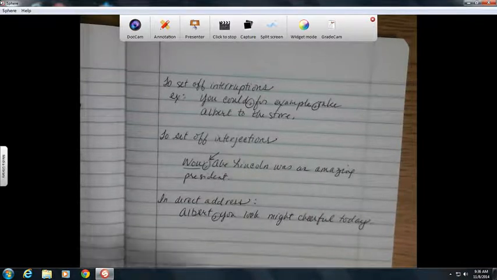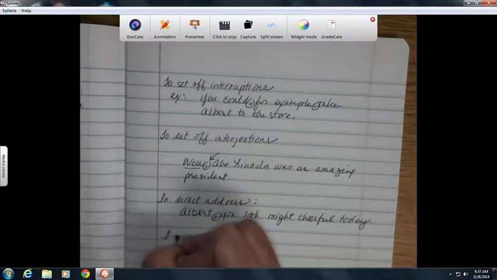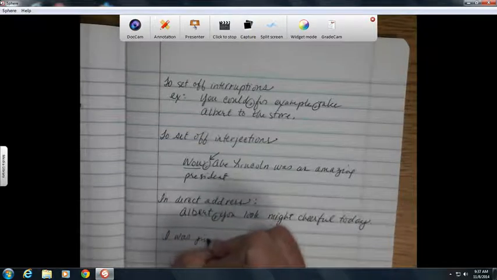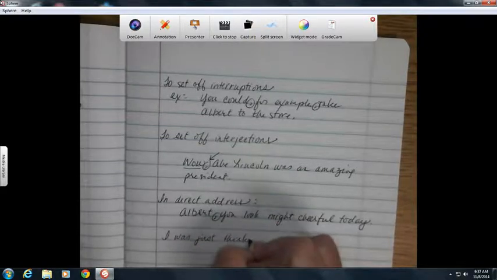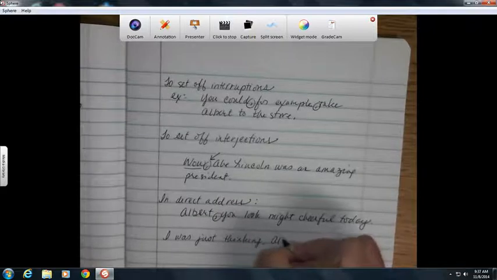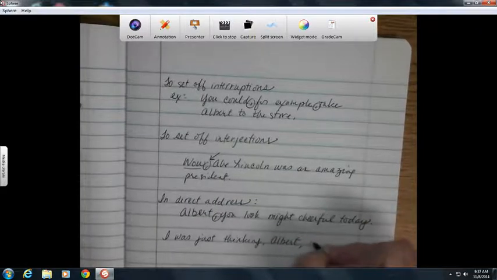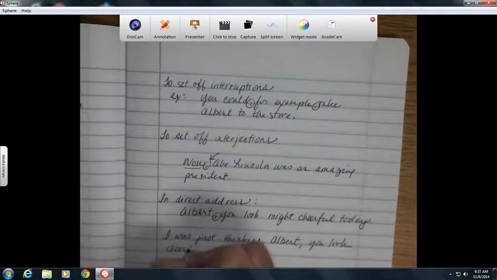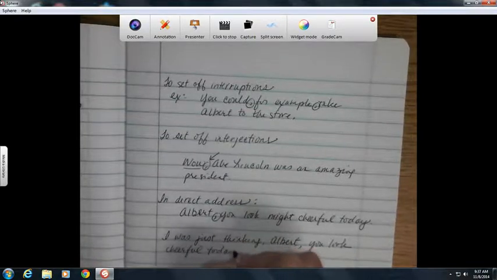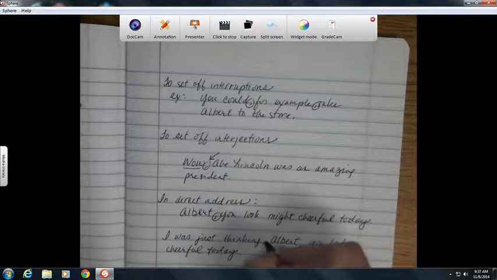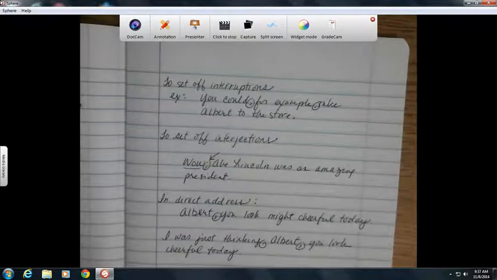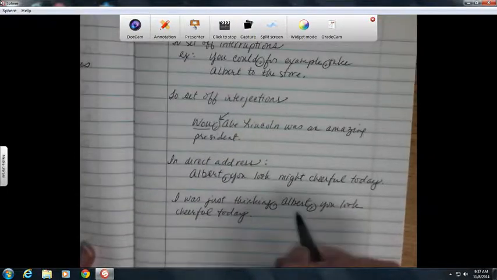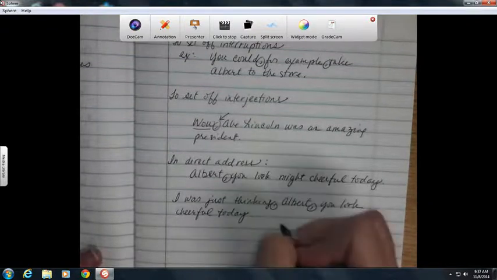Now, if I were to put the name in the middle of the sentence, I was just thinking, Albert, you look cheerful today. I was just thinking, comma, Albert, comma, you look mighty cheerful today. So if I'm addressing Albert in the middle of the sentence, I set his name off on both sides with commas.